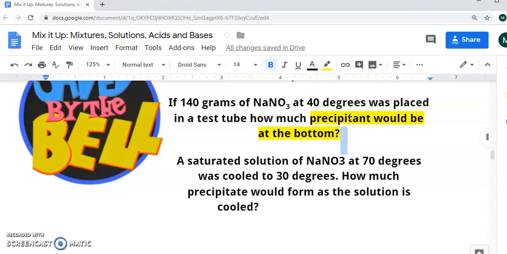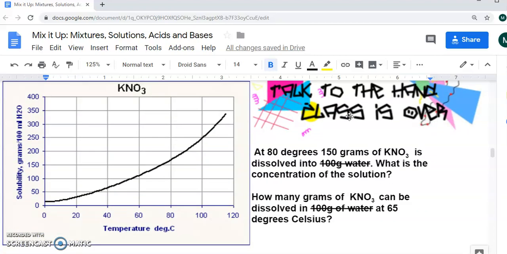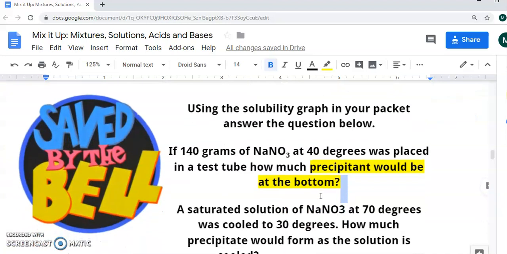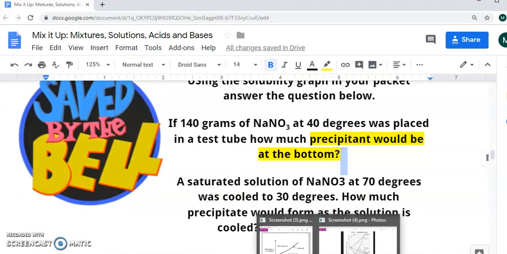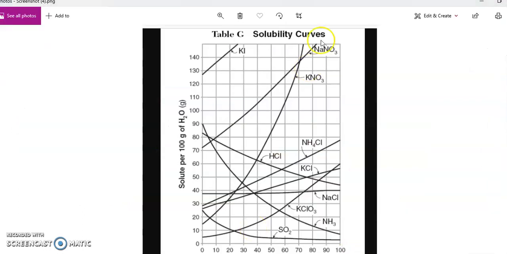So just like we did up here with our KNO3 graph, where we found our saturation point, we went over to the temperature and up, you're going to do the same thing, but this time with NaNO3 and 40 degrees. So I'm going to pull up Table G here. And I'm going to start by finding my line. Here is NaNO3. All I care about is this one line.